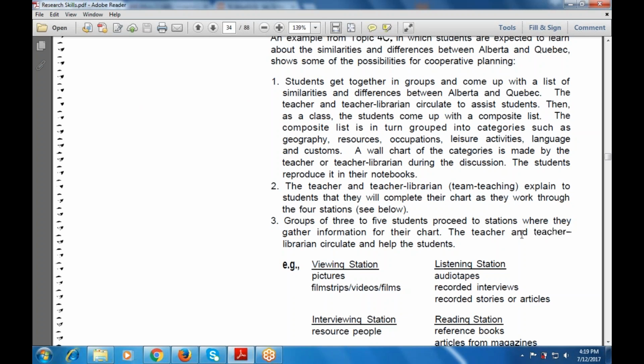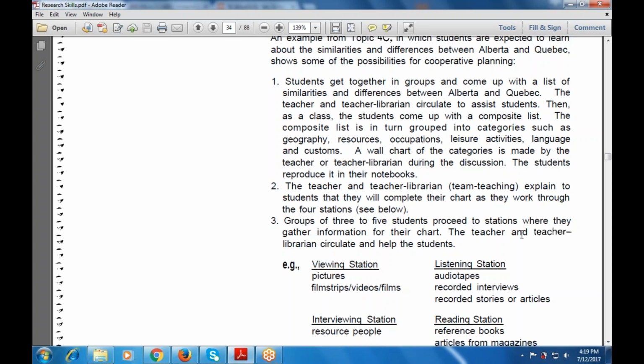The teacher and the teacher librarian, as team teaching, explain to students that they will complete their chart as they work through the four stations. What are the four stations? One is the viewing station, one is the interviewing station, then the listening station and the reading station. Groups of 3 to 5 students proceed to stations where they gather the information for their chart, and the teacher and the teacher librarian circulate and help the students.